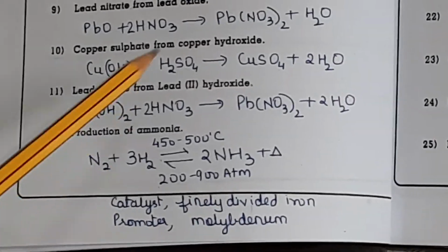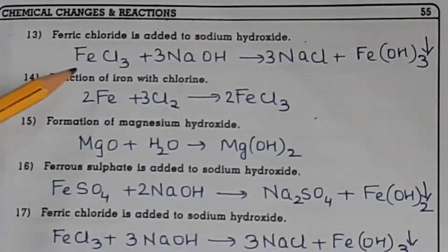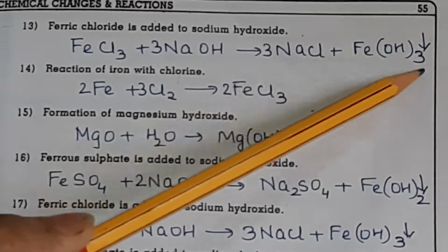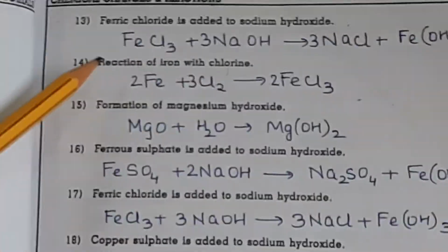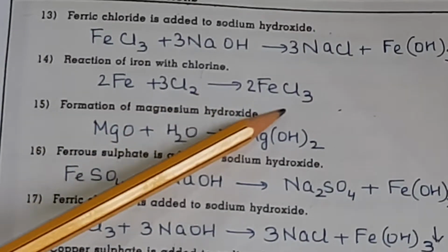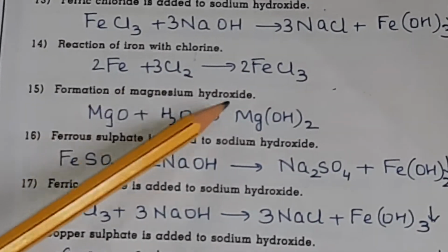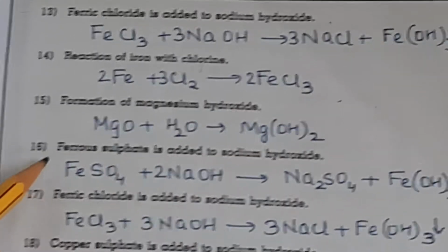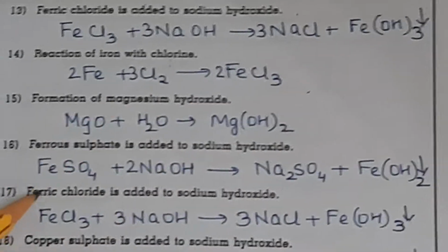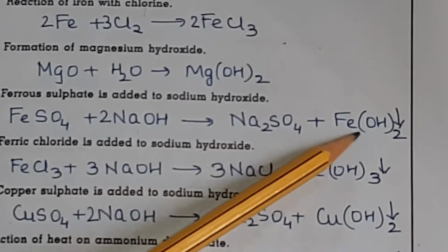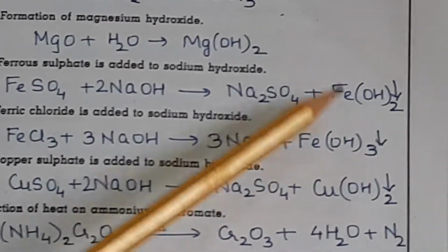Okay, important reaction. Next, ferric chloride is added to sodium hydroxide. FeCl3 plus 3NaOH will give 3NaCl plus Fe(OH)3, reddish brown precipitate. Reaction of iron with chlorine, 2Fe plus 3Cl2 gives 2FeCl3. Then formation of magnesium hydroxide, MgO plus H2O will give Mg(OH)2. Next, ferrous sulfate is added to sodium hydroxide. So FeSO4 plus 2NaOH will give you Na2SO4 plus Fe(OH)2. This is dirty green precipitate.